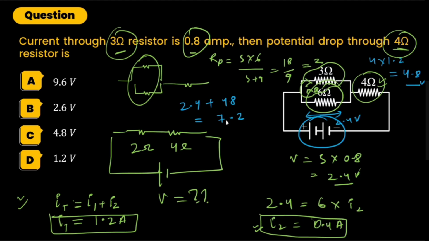Did we make a mistake somewhere? The question asks the potential drop across the 4 ohm resistor. We just have to tell what is the potential drop across the 4 ohm resistor. So it is 4.8. So C would be the correct answer. But if the question had asked what is the potential of the battery, then the answer is going to be 7.2.